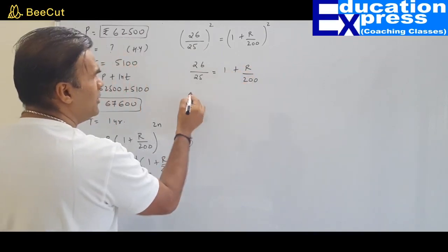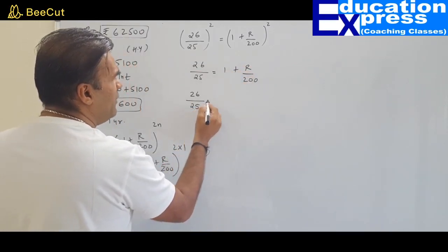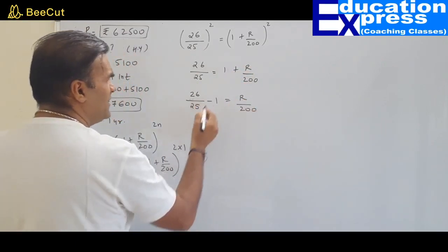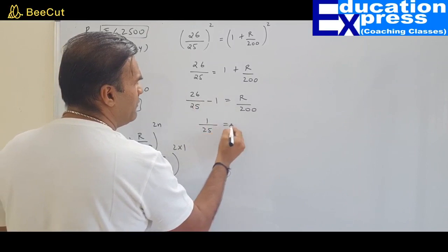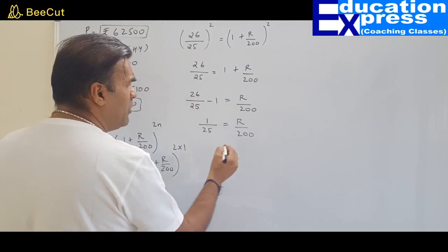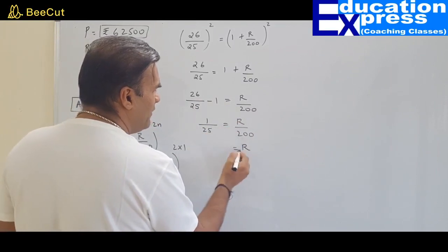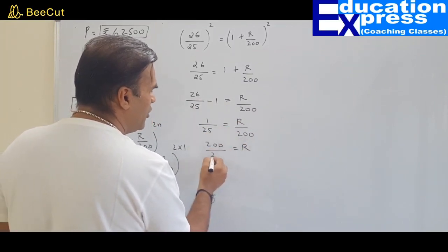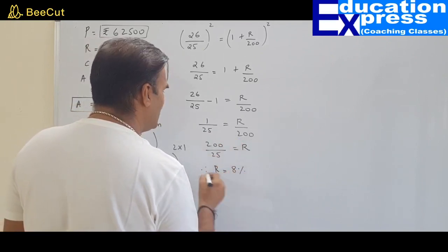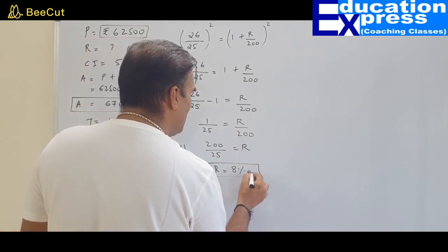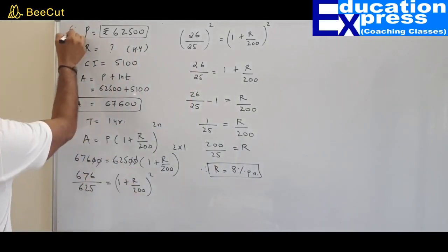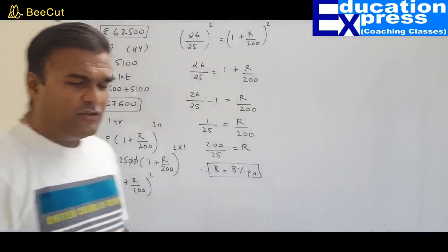I am shifting this one on the other side. 26 upon 25 minus 1 equals R upon 200. So this gives you 1 upon 25 equals R upon 200. What will be the value of R? Sir, R would be 200 upon 25. Therefore, R equals 8%. Fabulous. R equals 8% per annum. It's a very simple question. Question number 6 done so far.